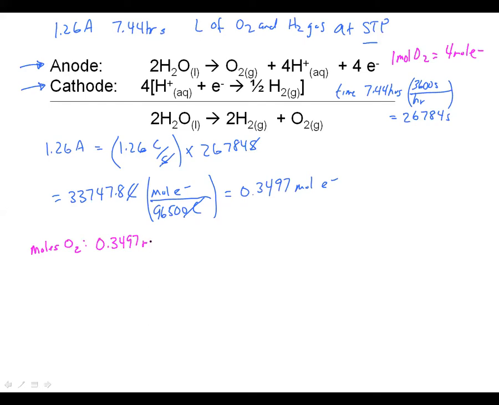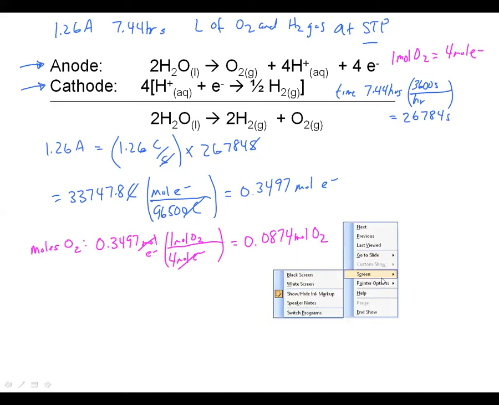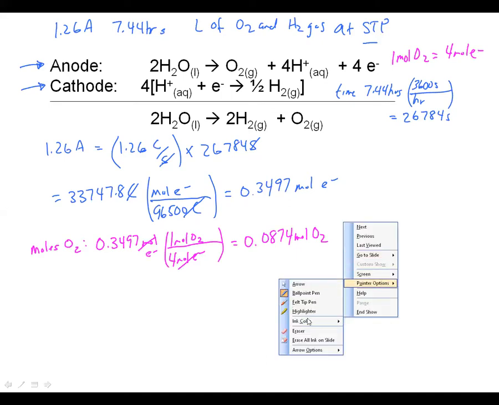We're just going to use that half reaction again as a conversion factor. So 1 mole of O2 gets us 4 moles of electrons. Moles of electrons there are going to cancel. And if we take that and divide it by 4, we end up with 0.0874 moles of O2.